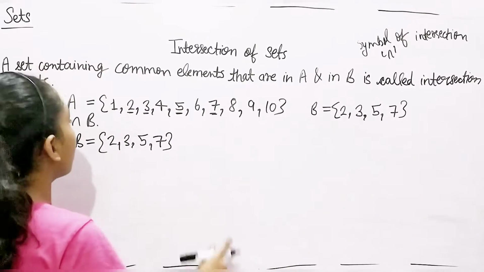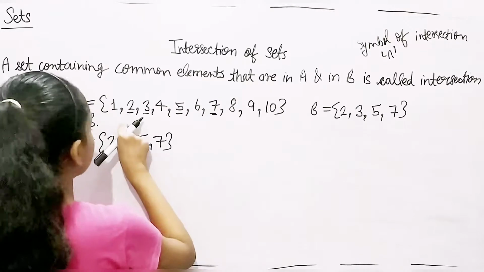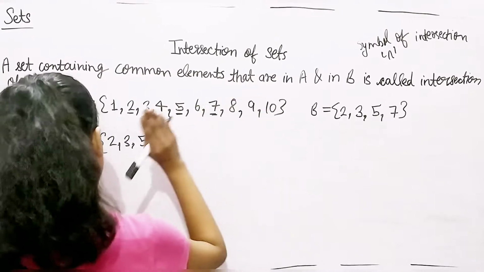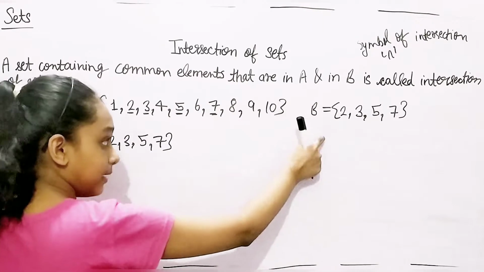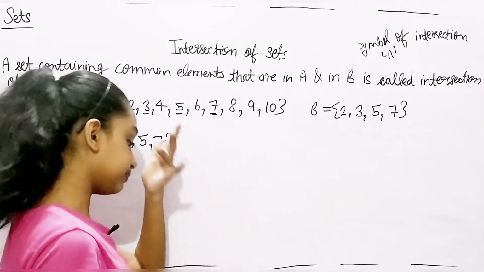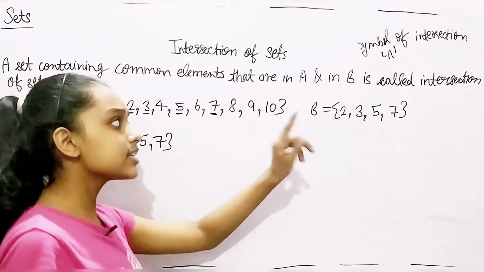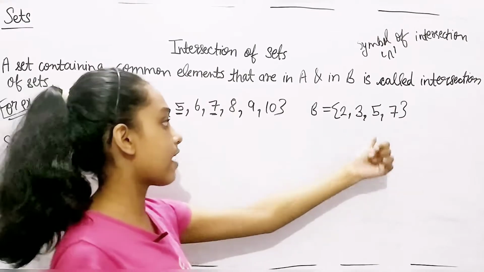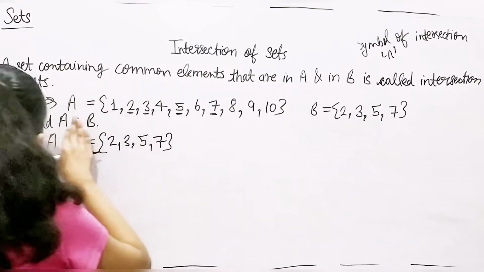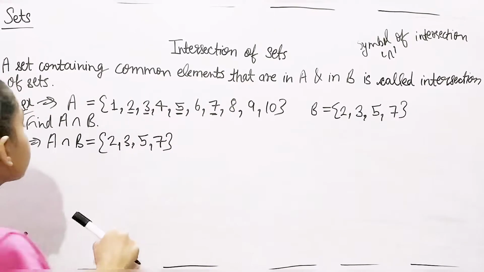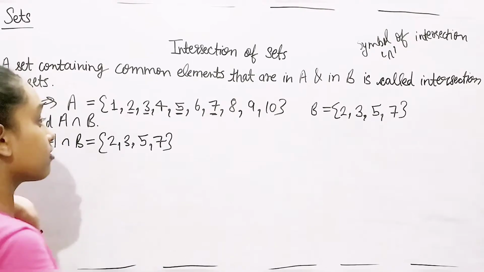But we notice one thing: the elements in set A are from 1 to 10, and in set B we have prime numbers. 2, 3, 5, and 7 are all prime numbers. So in set A we have the natural numbers from 1 to 10, but in set B we have the prime numbers.